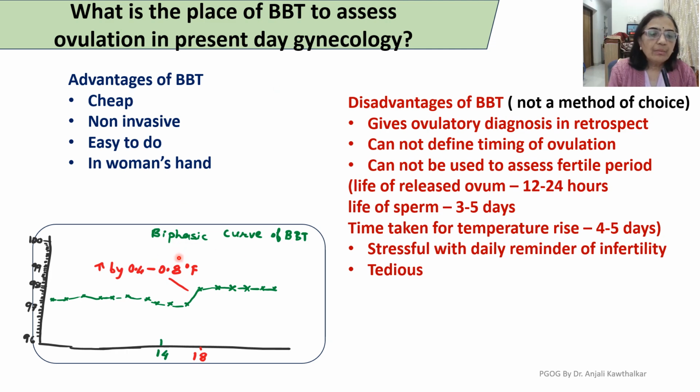What is happening with the basal body temperature? Oral temperature is taken first thing in the morning, and you get a biphasic curve where before ovulation the temperature is between 97 to 98 degrees Fahrenheit, and after the ovulation there is a rise by 0.4 to 0.8 degrees Fahrenheit. But this rise is seen around 4 to 5 days after the ovulation. That means around day 18 we will be getting the persistent rise, and that is the reason it has been replaced by better tests which are now available.